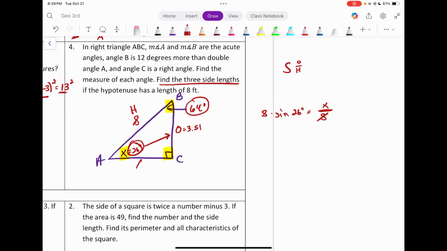In order to find side A for adjacent, if I use this 26-degree angle, I know the cosine of an angle is equal to adjacent over hypotenuse. So we can do the cosine of 26 equals adjacent over hypotenuse. And I'm just using x for my unknown. To solve that, I'm going to move the 8 over by multiplying. So 8 times cosine of 26 gives me a value of about 7.19. So therefore, that's this missing side here, 7.19. So that's all three sides and all three angles.